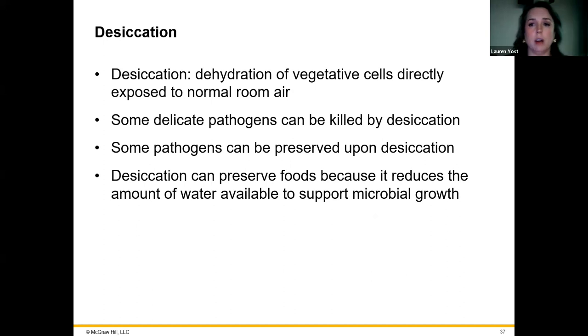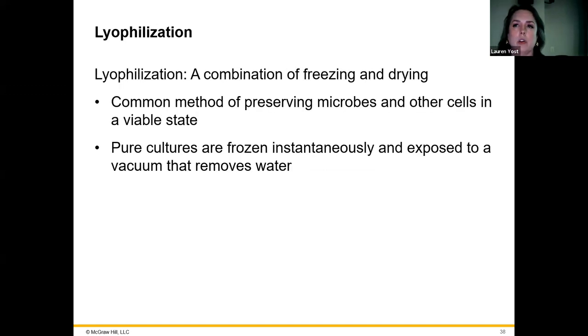Desiccation is drying something out. Some delicate pathogens can be killed by desiccation. We are talking about drying things out like beef jerky and stuff. Okay. So that's why we have preservatives associated with that. And we still introduce some heat when we are making jerky and everything, just because desiccation is not very effective. It will reduce the growth of the bacteria, but it won't necessarily kill.